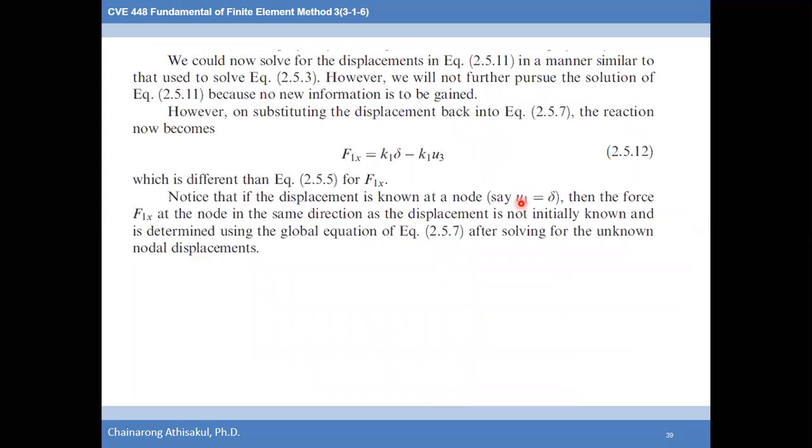That is all for the boundary condition. And next, in the next video, we will talk about an example. We will show you how to solve the basic problem about the spring system.